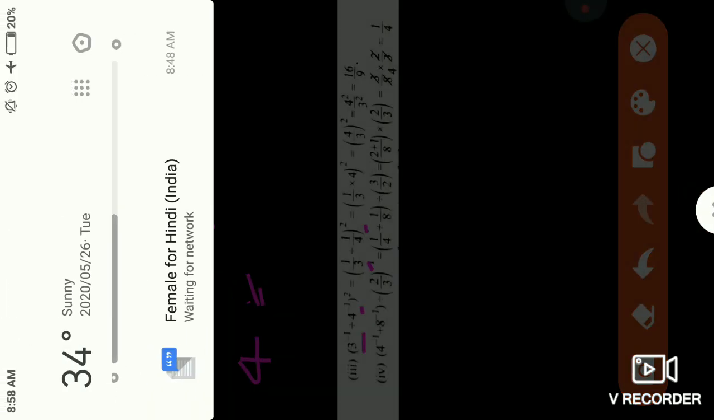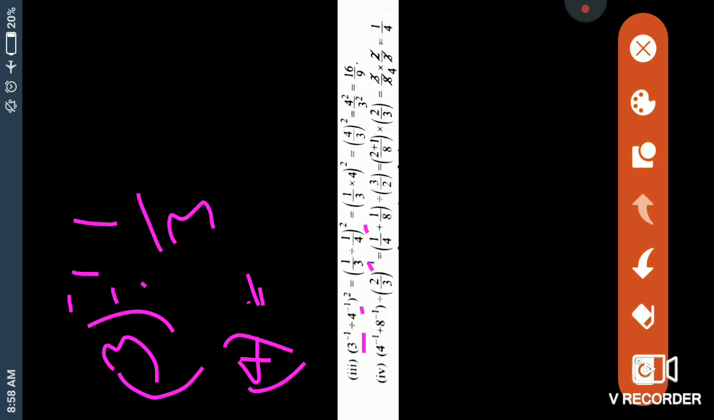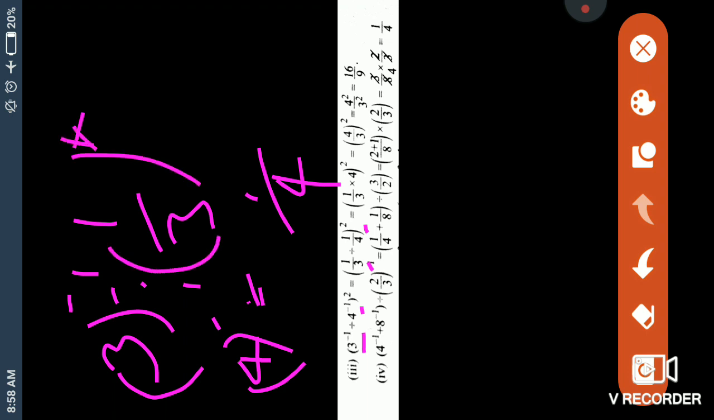So you will see that 3 and 4 will become 1 upon 3 and 1 upon 4, because we will write 3 as its reciprocal 1 upon 3, and 4 as its reciprocal 1 upon 4. 3 to the power minus 1 and 4 to the power minus 1 mean 1 upon 3 and 1 upon 4, and the positive power 1 is not written.